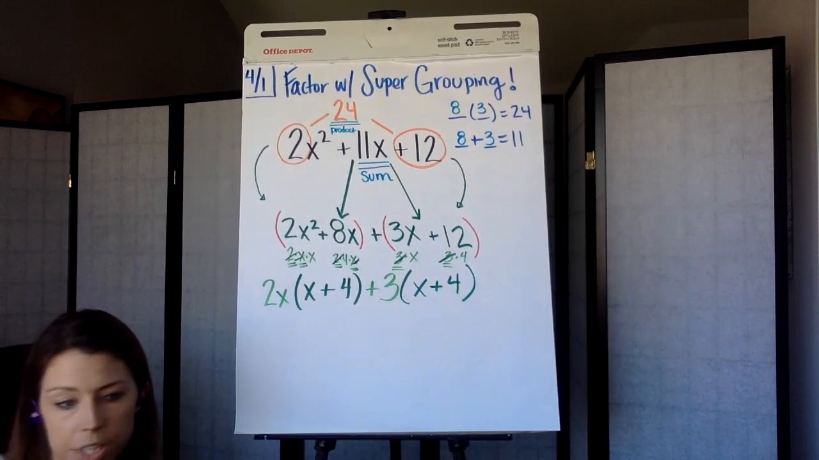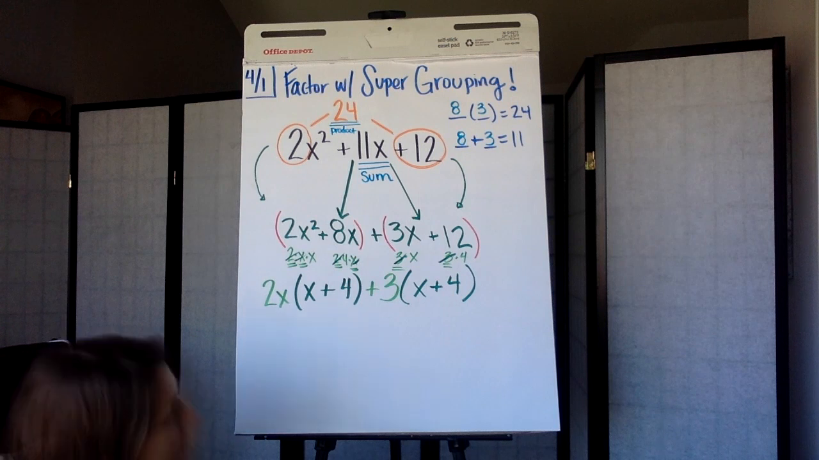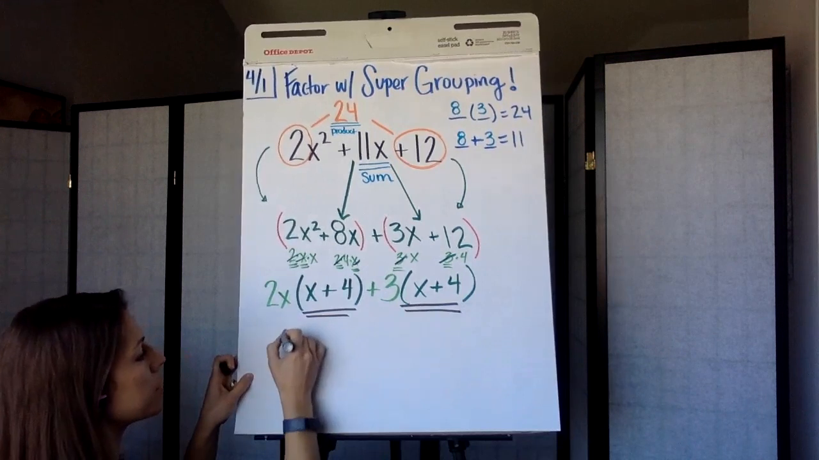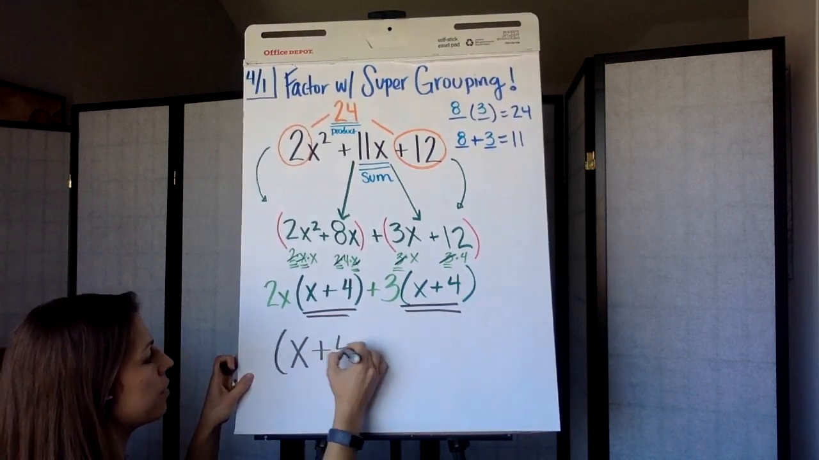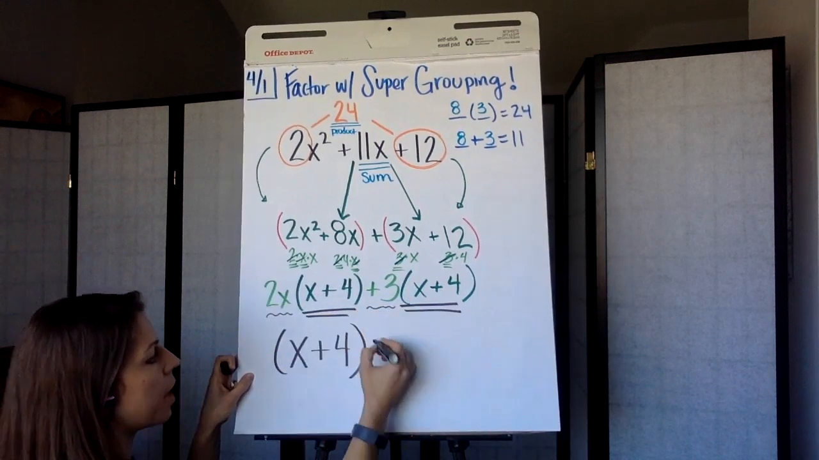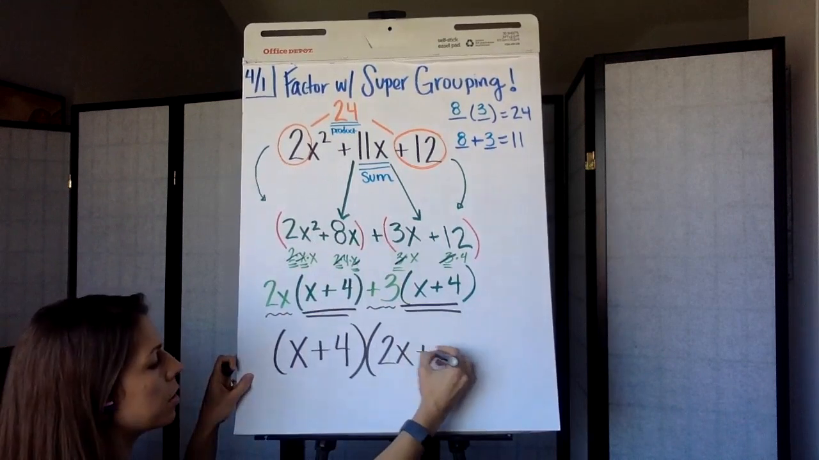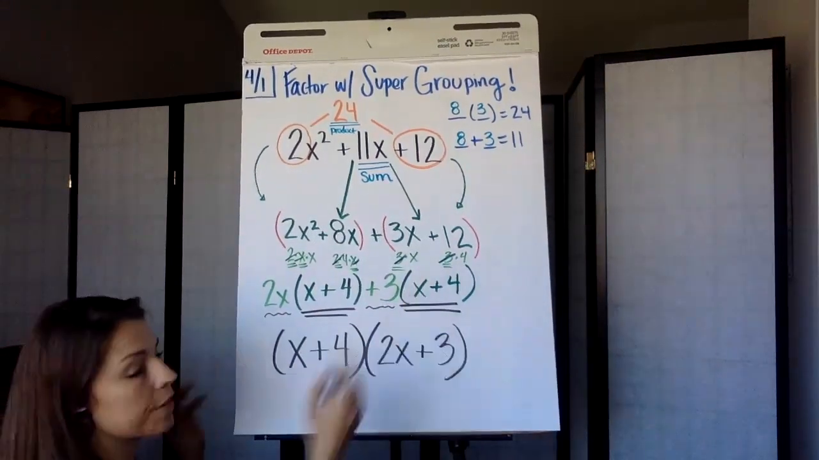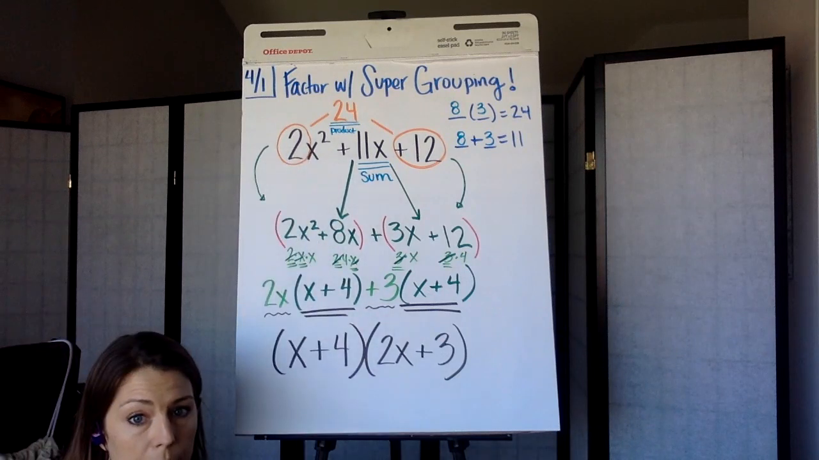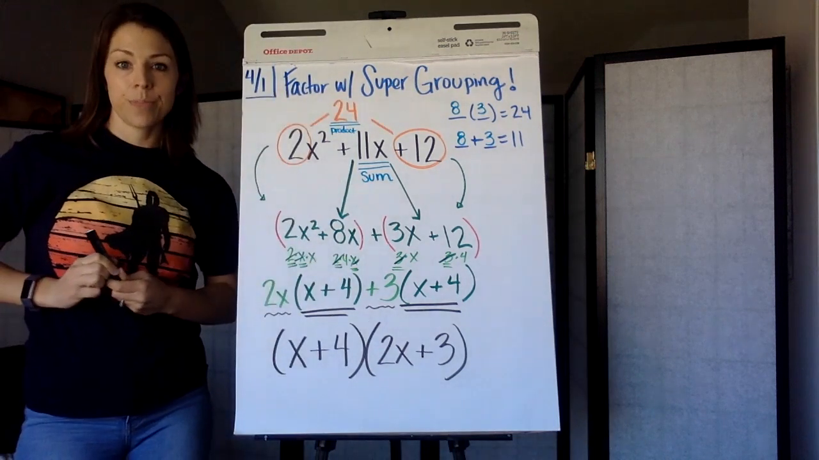Final step, factor out that common binomial factor that they both have. They both have x plus 4. So whatever they have in common goes out in front, x plus 4. And then look at what's left over once you take that out, 2x, which was the GCF of the first two, plus 3, which was the GCF of the second two. That's how you factor 2x squared plus 11x plus 12 using supergrouping.